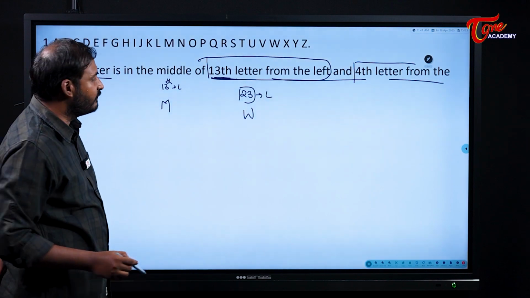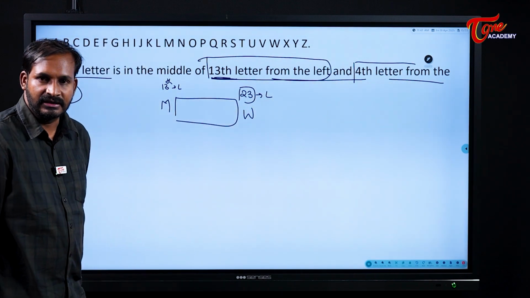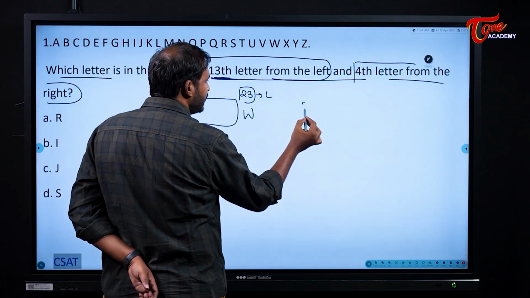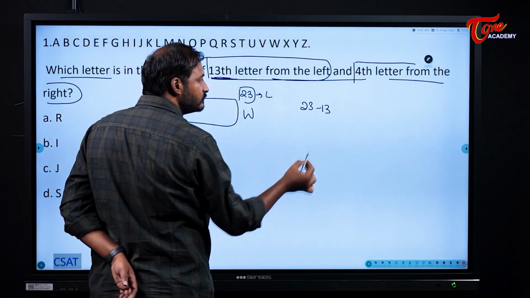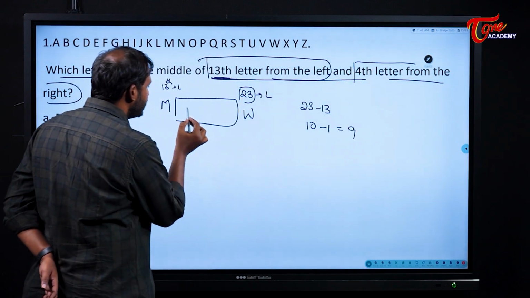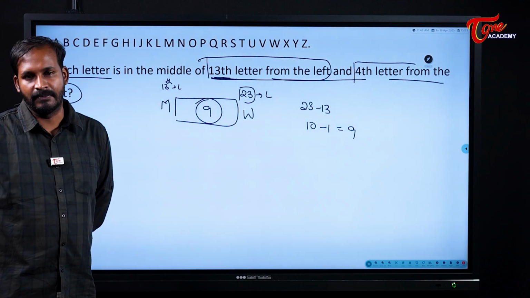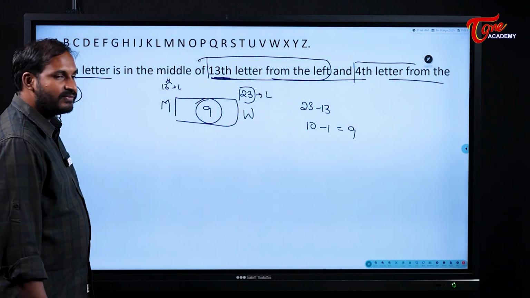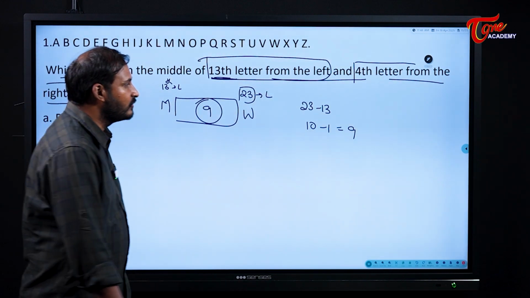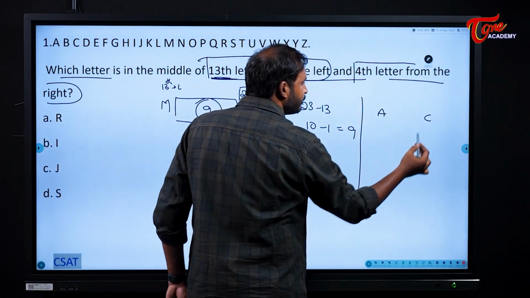Already I told you, if you want to find how many letters are there between these two, how will you do it in general? Earlier also I told you, 23 minus 13, you get 10, and minus 1. So overall how many letters will be there between M and W? 9 letters.